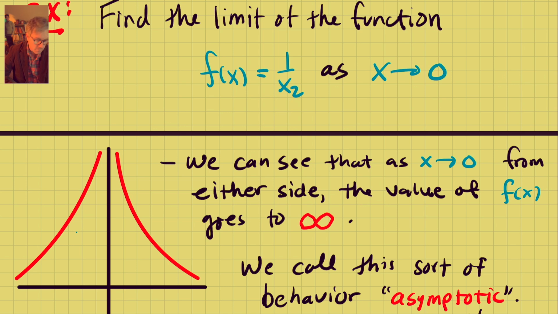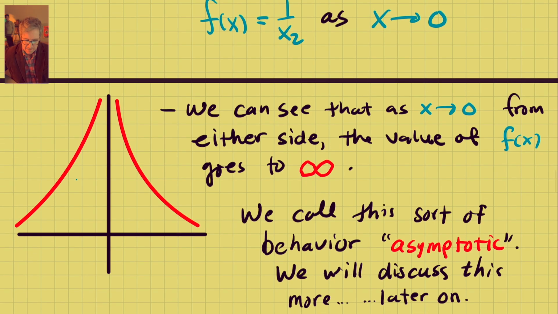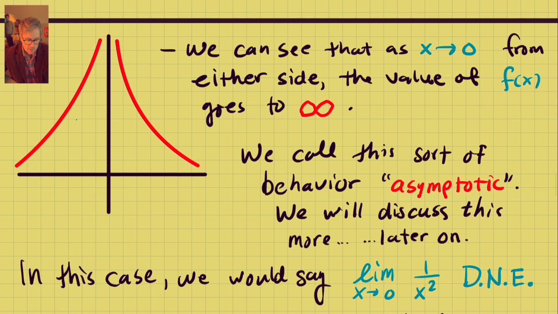So here I've got kind of a crude drawing. For all values of x less than 0, the function kind of looks like this. It kind of comes up and then shoots up towards infinity as we get close to x equals 0. And from the other direction, when x is greater than 0, it kind of looks like the reverse, right? Kind of starts out low and then shoots up towards infinity as x gets closer and closer to 0. So we can see that as x approaches 0 from either side, the value of the function goes to infinity, right? Now we call this sort of behavior asymptotic, and that's a term that we'll use throughout the class. It'll come up later, and we'll discuss it in a lot more detail when we get into things a little bit later.